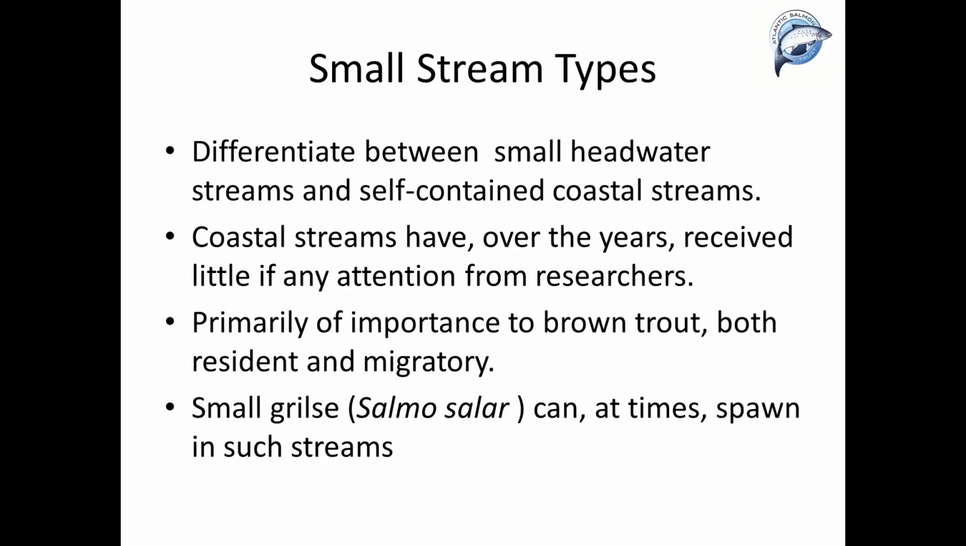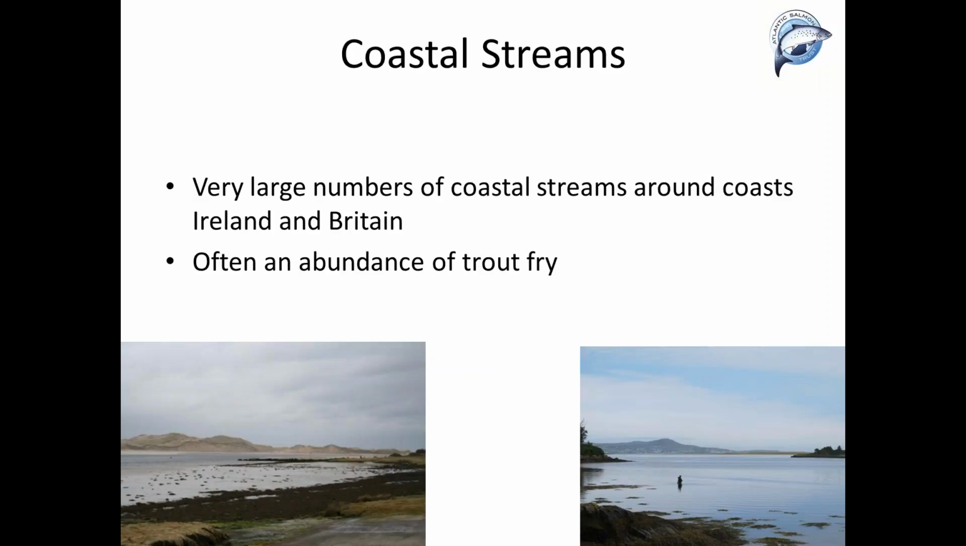They're primarily of importance to brown trout, both in terms of, in inverted commas, resident fish and migratory fish, but also in quite a number of locations they do hold small numbers of Atlantic salmon, primarily grilse. These would be small fish of maybe 2 to 6 pounds weight, but they can be important in the context of some of the catchments around our west and south coasts. There are very, very large numbers of these tiny coastal streams around Britain and Ireland, and often they hold an abundance of fry. And really, up to about 4 or 5 years ago, that was it. That was what we knew about these little streams.